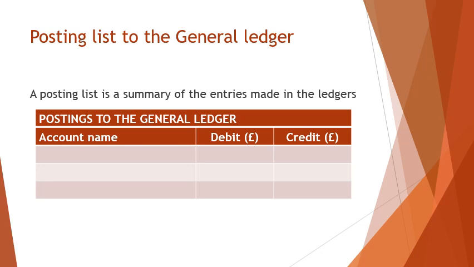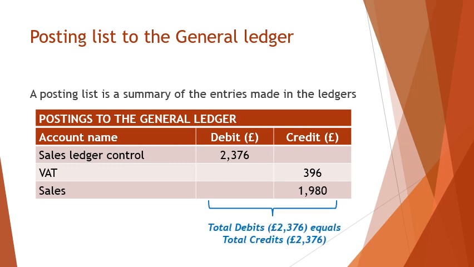First of all, the gross amount from our sales daybook will be sent to the sales ledger control account, and it'll be a debit of 2,376. The total of the VAT column is £396, and that will be credited to our VAT account. And lastly, we have the total net sales in our sales daybook, which will be credited to our sales account. That's £1,980. Please note that the total of our debits must equal the total of our credits when we're writing up a postings list.